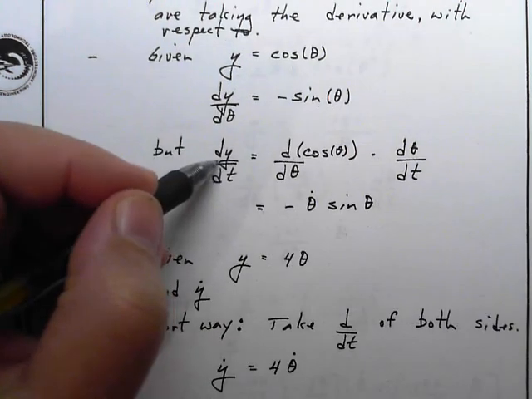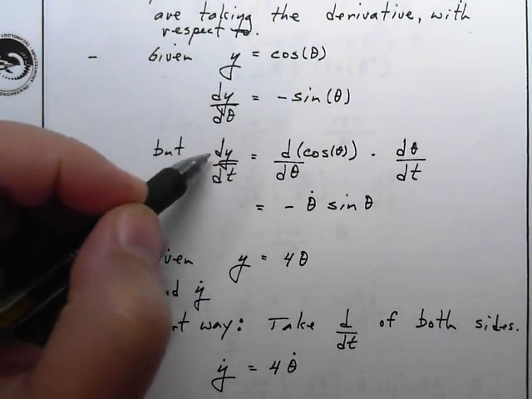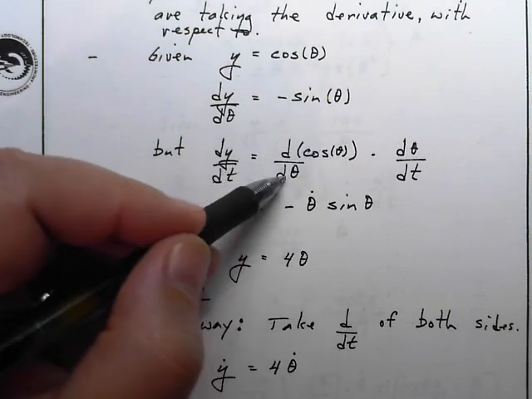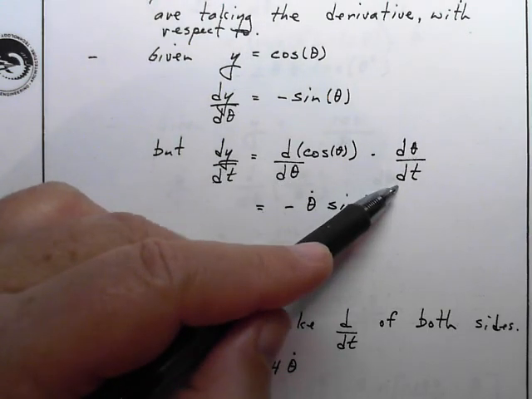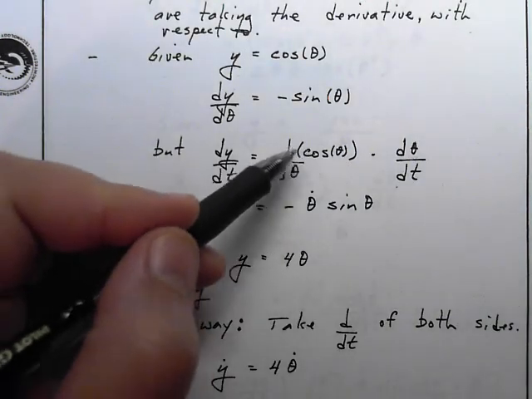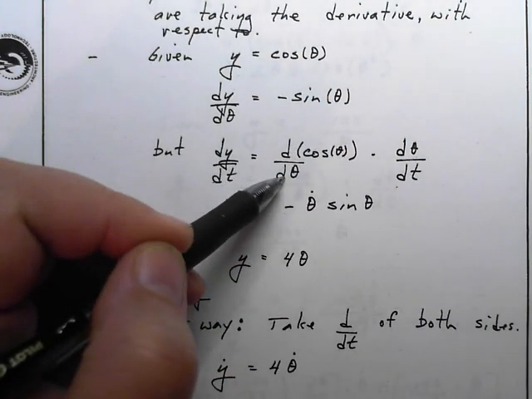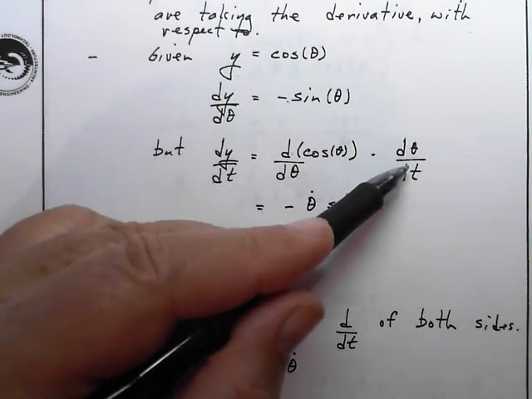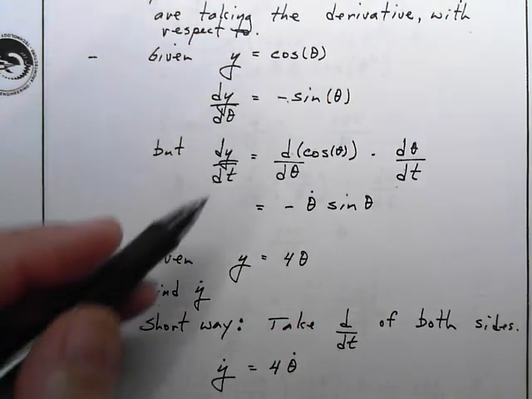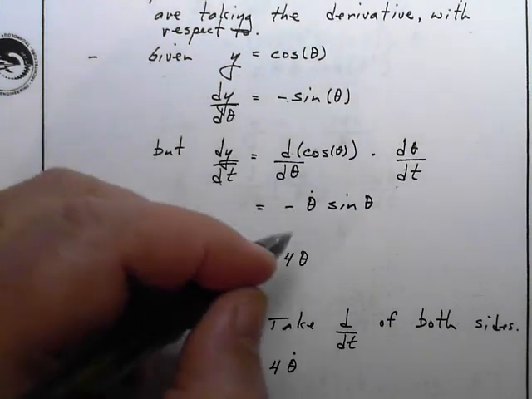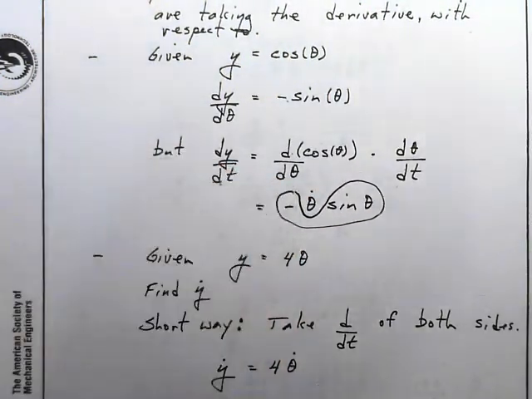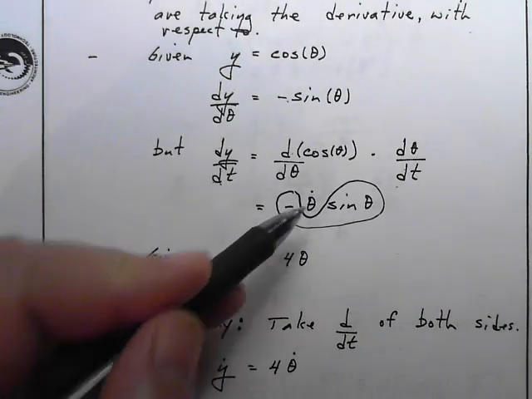But we can get dy dt using this because we can write dy dt as dy d theta times d theta dt. That's a true statement. We have already computed dy d theta, that would be the minus sine of theta. Then we need to simply multiply by d theta dt. So dy dt is dy d theta, this piece, multiplied by theta dot.